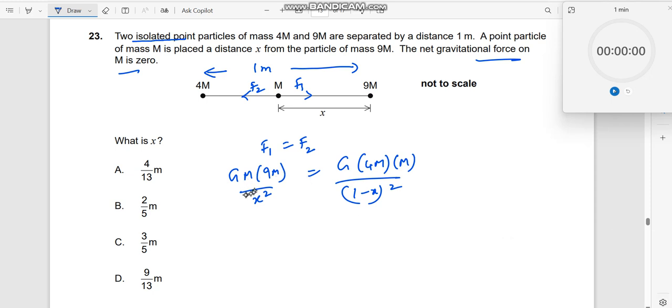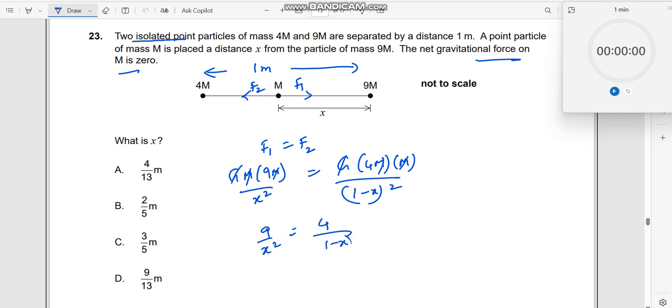So therefore, now what all can we cancel? G, M goes away. G, M goes away. So what I am left with is 9 by x square is equal to 4 by (1 minus x) the whole square. Take the square root on both the sides. When you do that, what do you get over here? You get 3 by x is equal to 2 divided by (1 minus x), right?